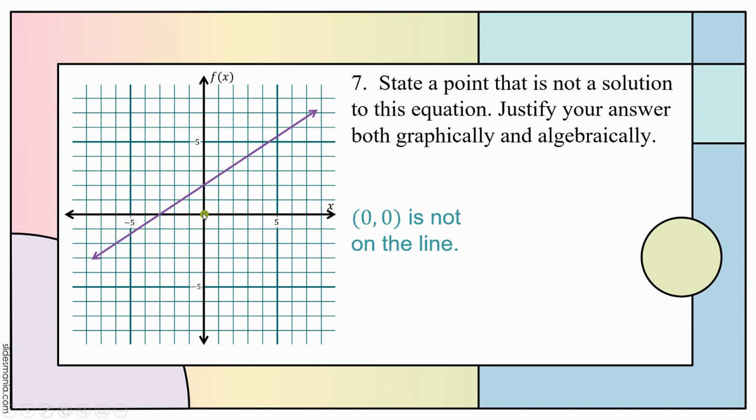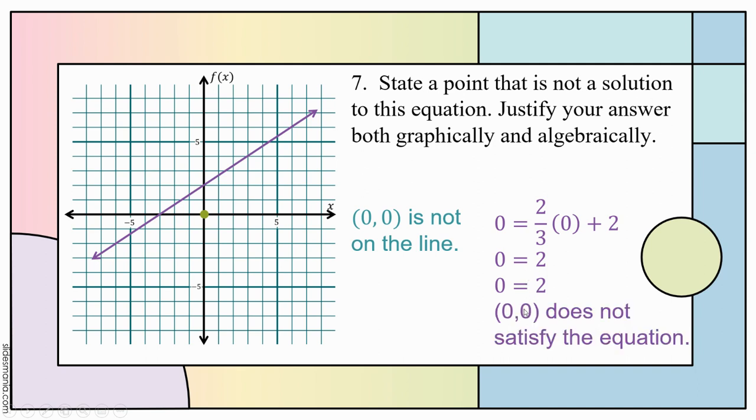And then substituting that into my equation, 2/3 times 0 is 0. 0 plus 2 is 2. So when I substitute in 0, 0, I get a false statement. 0 does not equal 2. So 0, 0 does not satisfy the equation, and 0, 0 is not on the line.